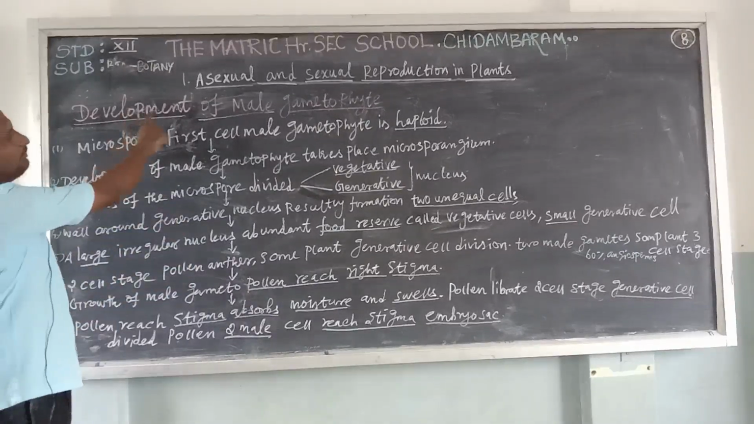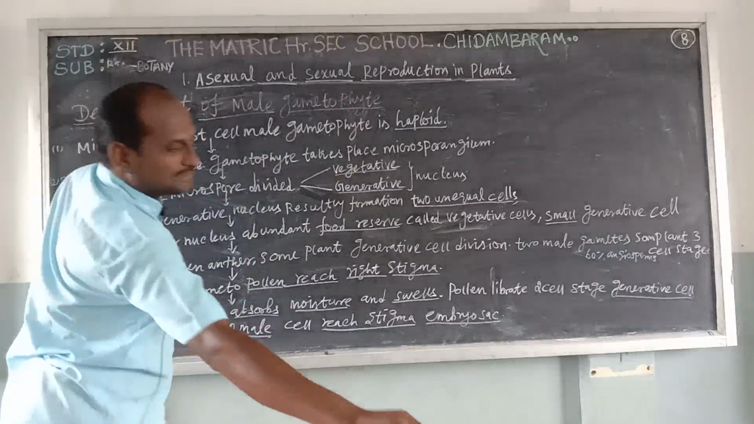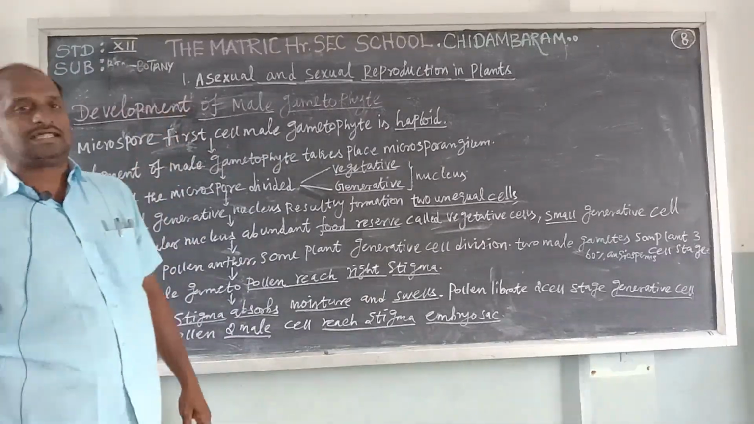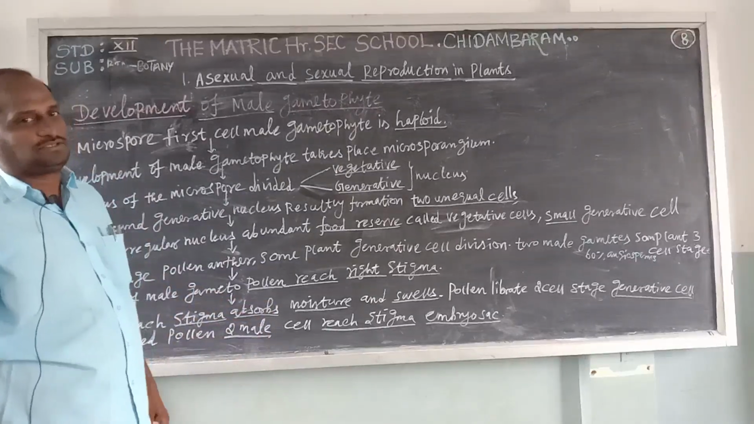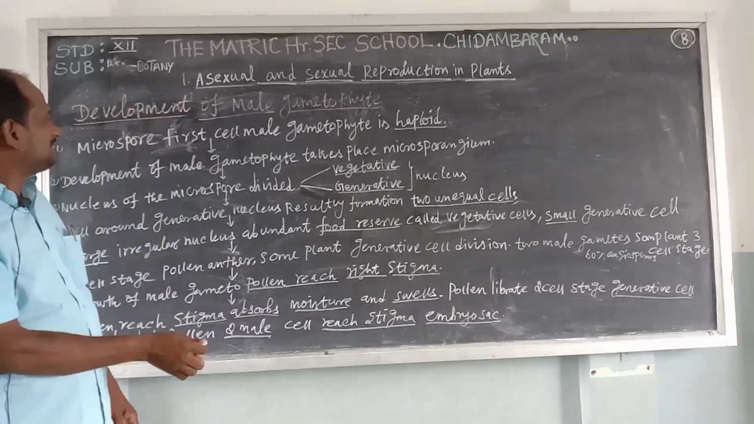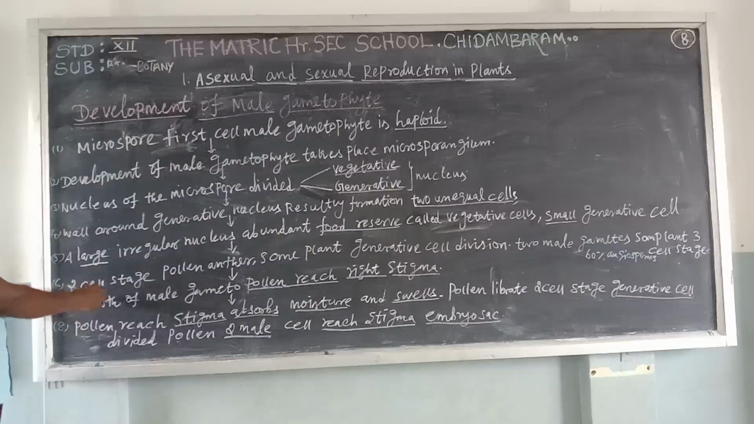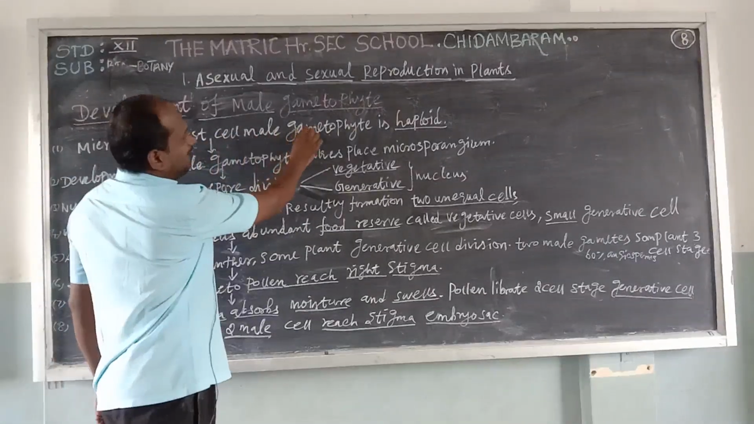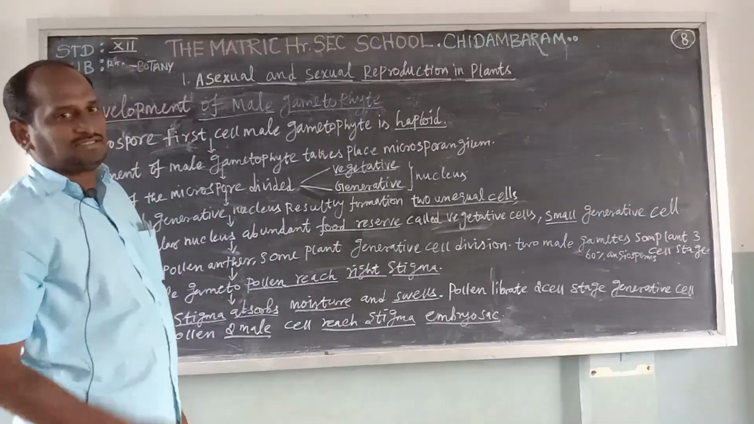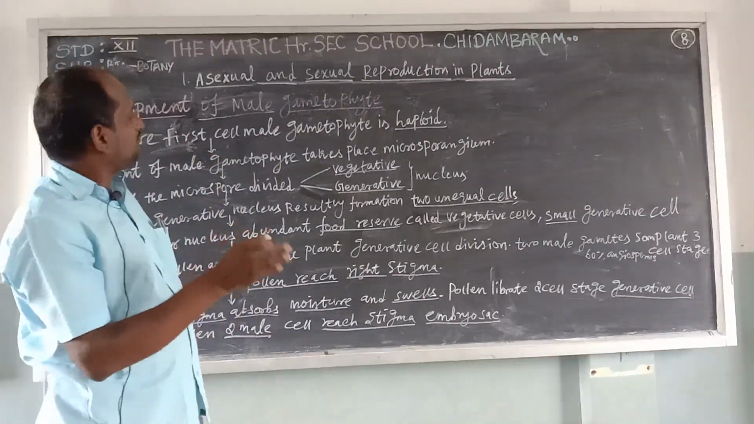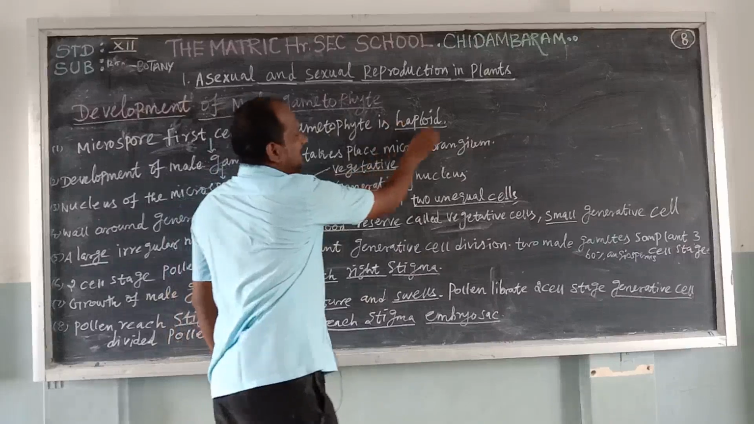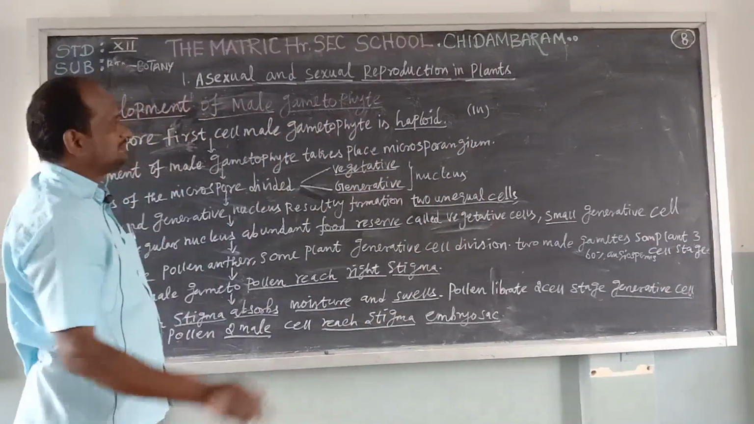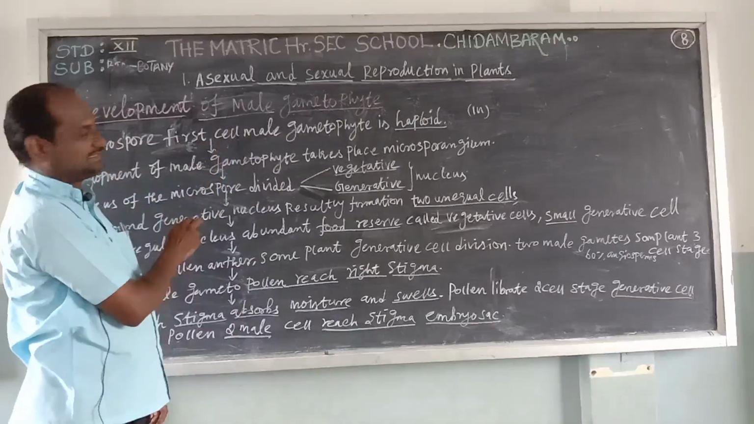Next, development of the male gametophyte. The male gametophyte means the male gamete in the anther, the androecium. What are the development stages? In the first stage, the microspore is the first cell of the gametophyte. It is haploid in nature, 1N.